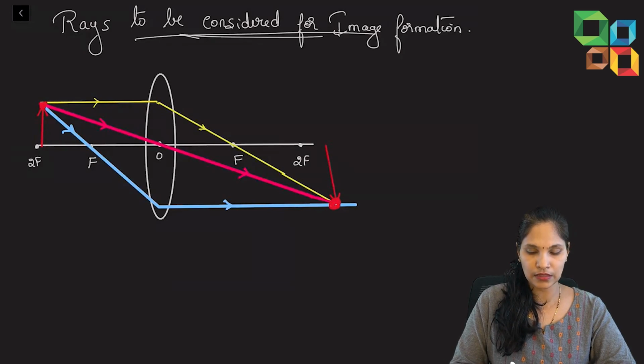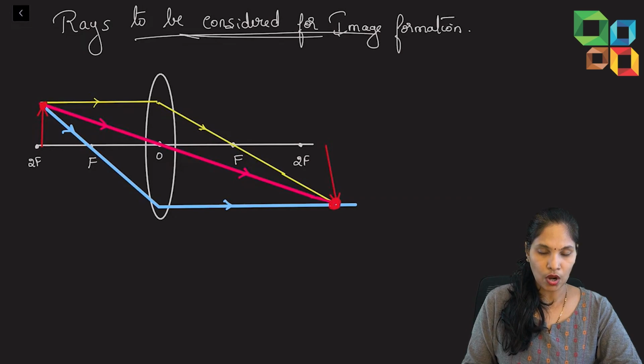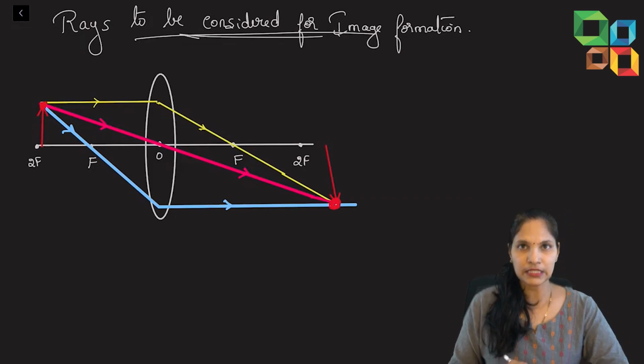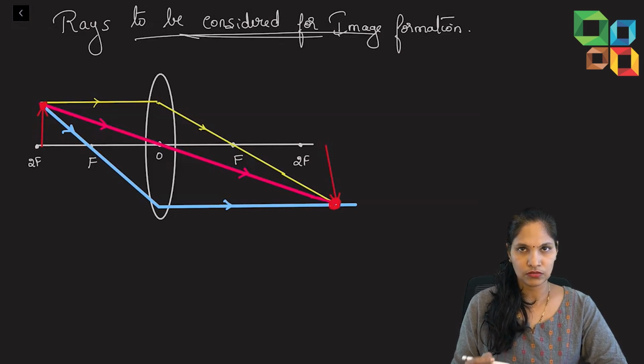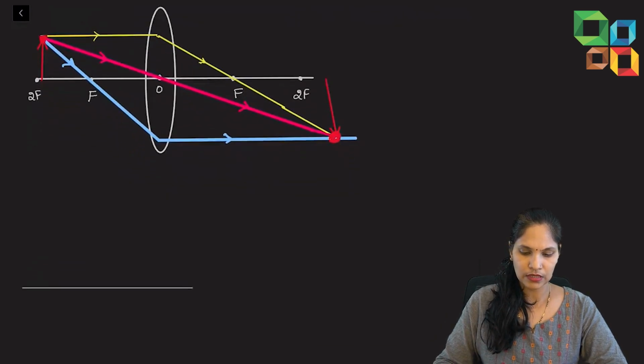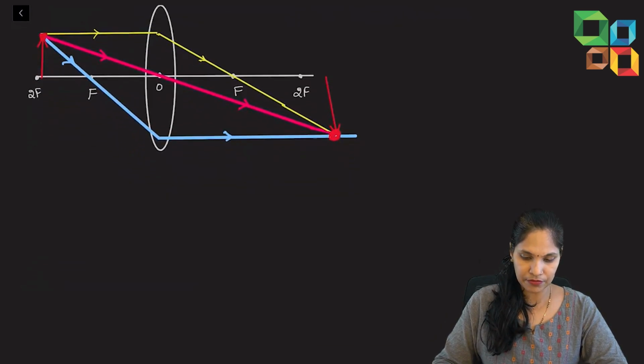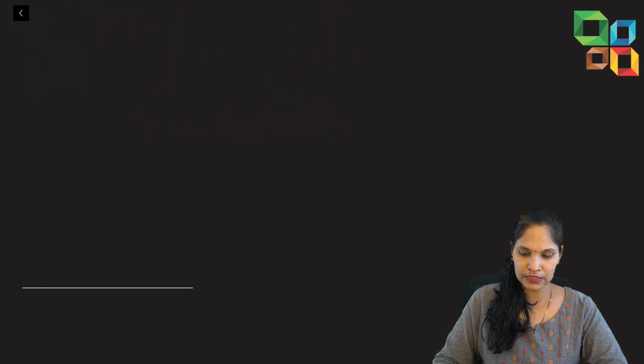So any two rays you can consider for the image formation. Out of these three, whichever is easier for you, whichever you're comfortable with, you can choose those rays and you can get the image. This is for convex. What will you do if it's concave? Let's see what if it is concave.